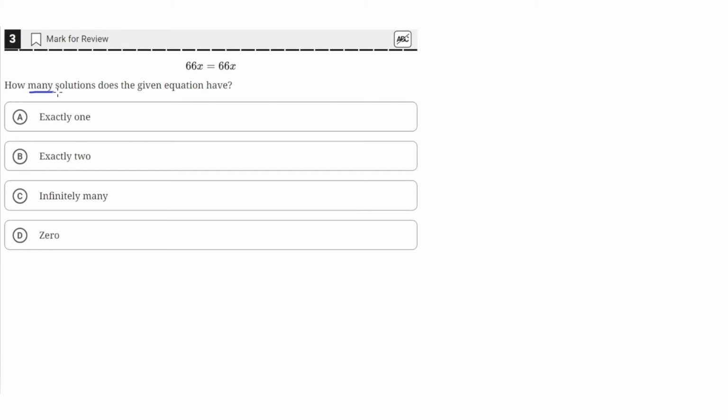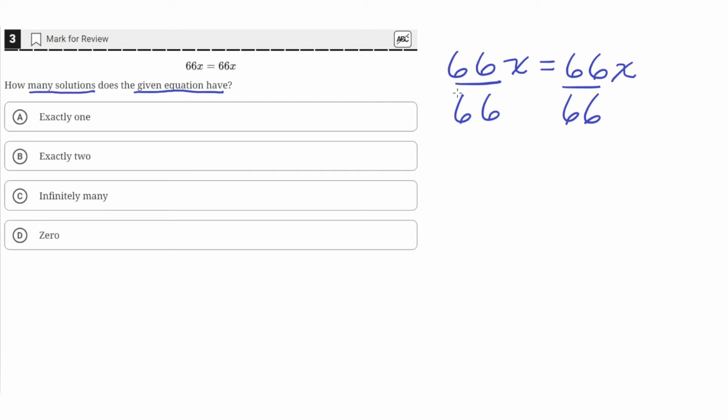How many solutions does the given equation have? So we have this equation 66x equals 66x. So we can simplify this equation by just dividing both sides by 66. And when we do that, we get that 1x is equal to 1x.